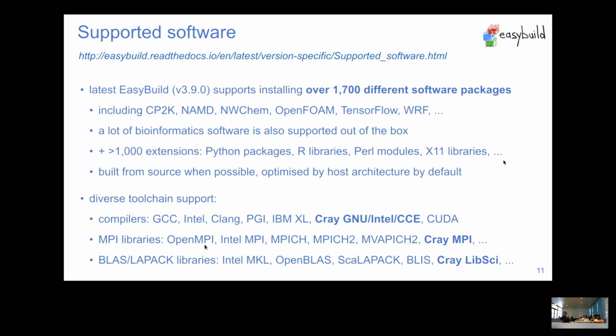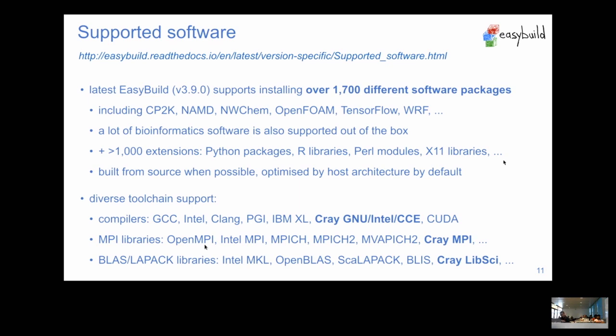On top of these 1,700 packages, we also have many extensions. I'll clarify later what extensions are, but it's basically things like Python packages, things like NumPy, SciPy, or R libraries that you include with your R installation, lots of Perl modules that you download and install from CPAN, and so on. All of these things are counted separately on top of the 1,700.